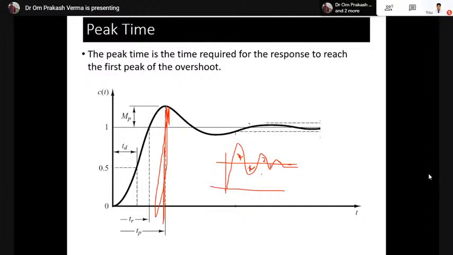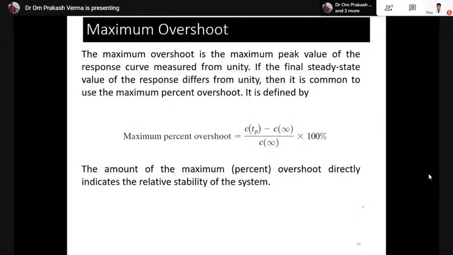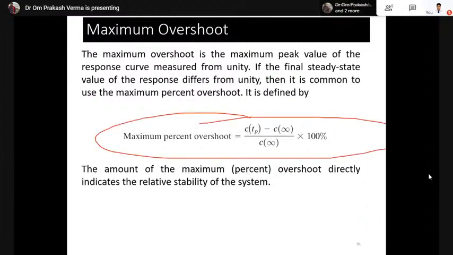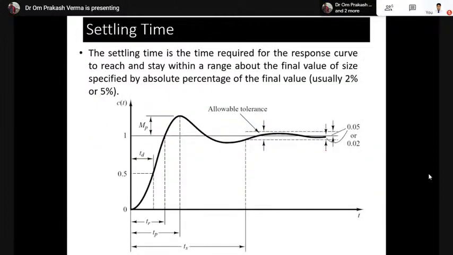So if anyone asks what is the time taken to the second peak, you have to determine this value. Right. So next is the maximum overshoot. The formula for the maximum overshoot is c(tp) minus c(infinity) divided by c(infinity). I have already defined the tolerance value, usually 2% or 5%. So 2% or 5% tolerance is defined as standard. Allowable tolerance is this one.